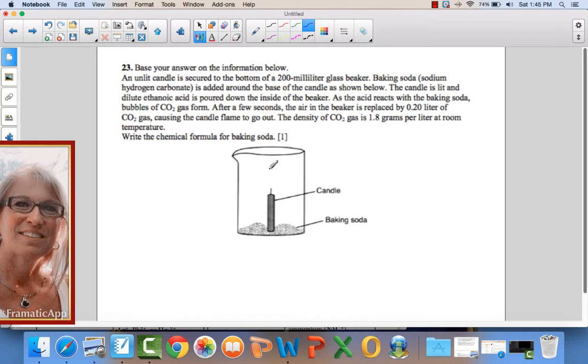Write the chemical formula for baking soda. So I'm going to go up here. Baking soda is sodium hydrogen carbonate. I just did this for you. NaHCO3. Didn't need to read any of the rest of the stuff.